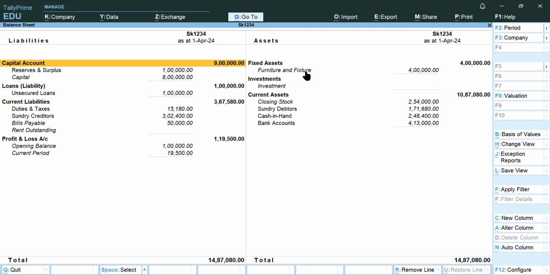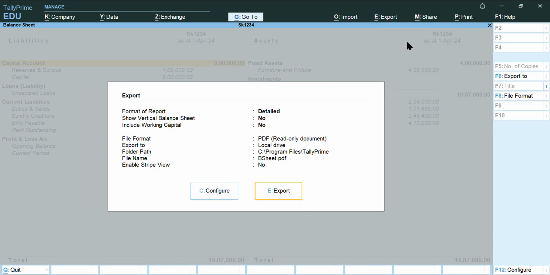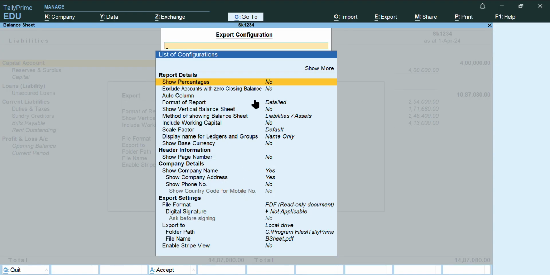Now how to take this? Come here to export. This will export the balance sheet to the relevant place where you want to have it. So current. Now you see the format of the report is detailed. Show vertical balance sheet, no. Then the file format is PDF. Sometimes the file format is Excel or something else. You can change this. For that purpose, we'll come here to configure, and now you can configure everything.